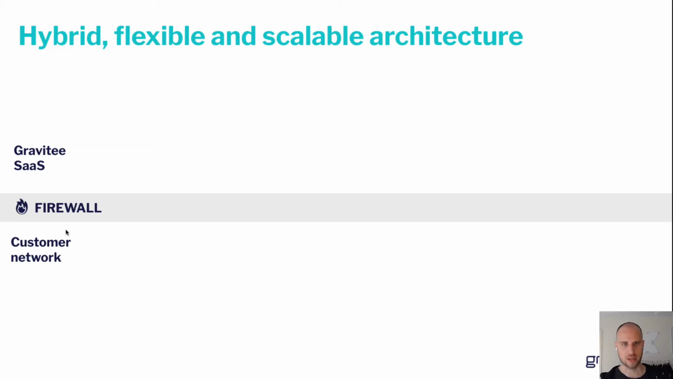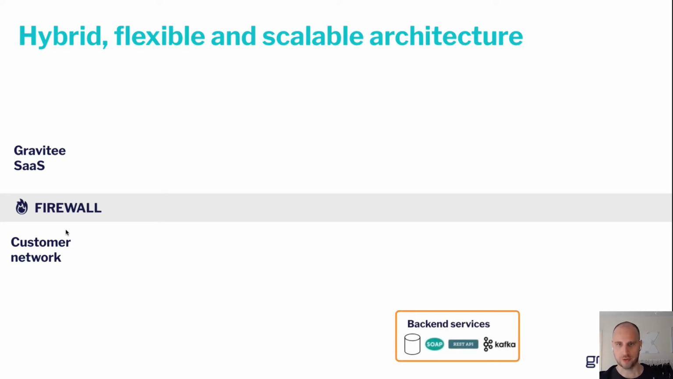Worth mentioning is that each Gravitee component can be deployed as a Docker container. We have a lot of Kubernetes Helm charts. We have Docker Compose instructions. You can run it on Windows, on Linux, using traditional installations and RPM packages, etc. So if we take the example here of deploying everything within the customer network.